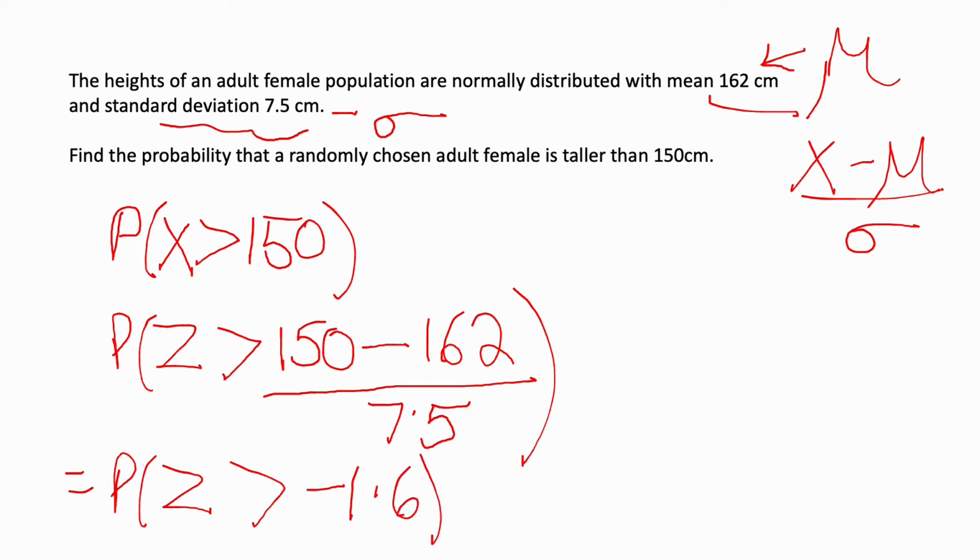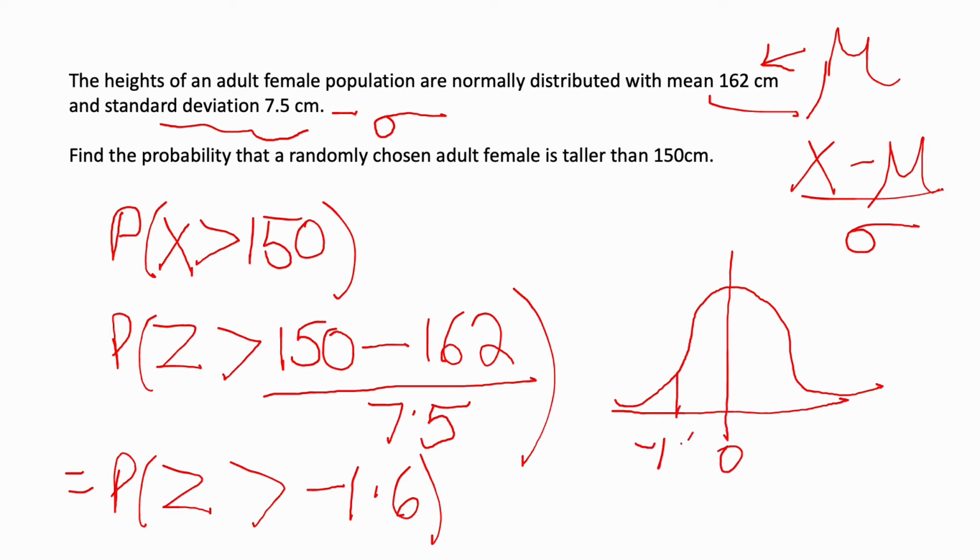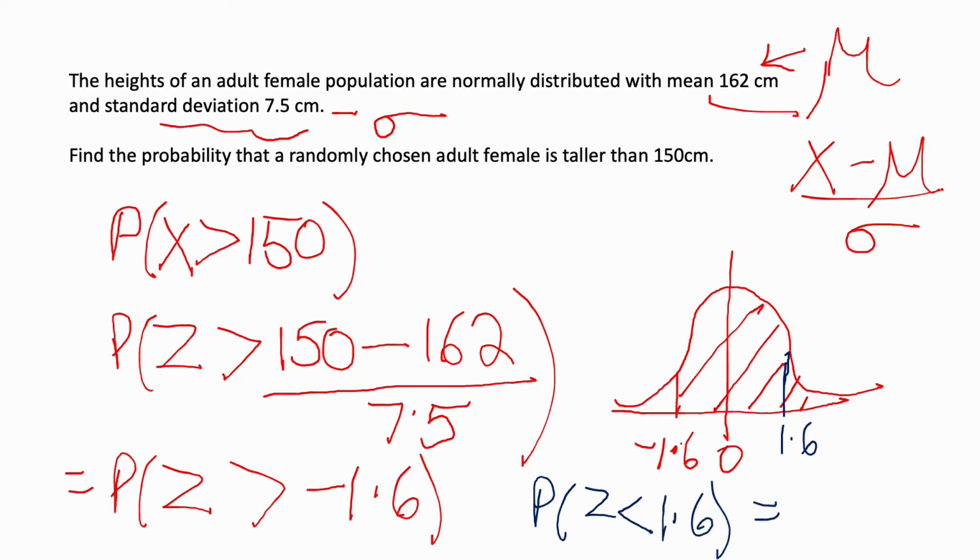So now we can use our tables to work out the probability that z is greater than negative 1.6, although we don't have negative. So if I do a little sketch, we can see here that what we're actually looking for is 0 and negative 1.6. We can see here that this is the area that we're looking for, which, because of the symmetry, is exactly the same as the probability of it being less than positive 1.6. So if we look on our tables for the value that z is less than positive 1.6, we get the answer, which is 0.9452.